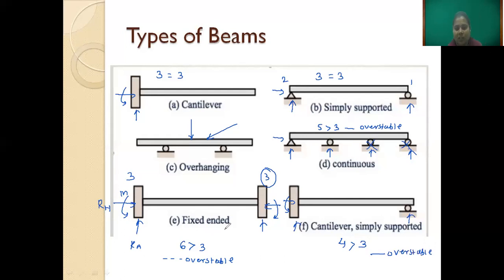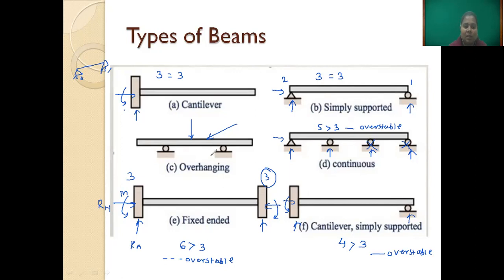Now your doubt is clear. So there are 6 types of beams. First one is cantilever. When we say the beam is cantilever, one end is fixed and the other end is free. So this beam is called a cantilever beam. Simply supported means 2 hinge supports are provided, or one hinge and one roller is provided. So this is called a simply supported beam.